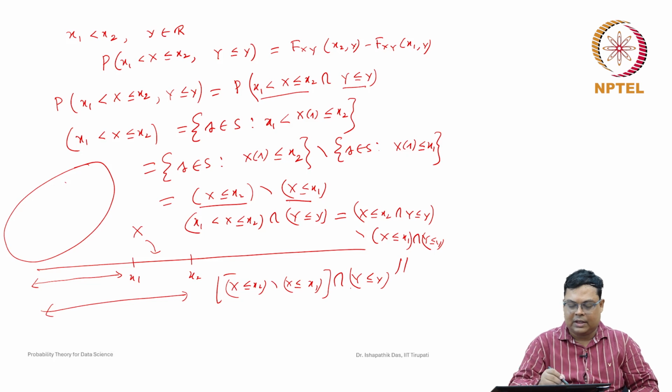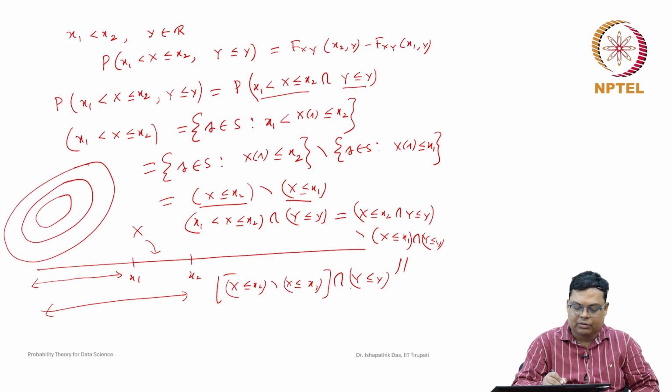See, this is nothing but the event x ≤ x2 being a subset of x ≤ x1. So, that minus part is nothing but this. Now, if you take the intersection with y ≤ y, this is what will be that. So, this intersection part is nothing but this part only.